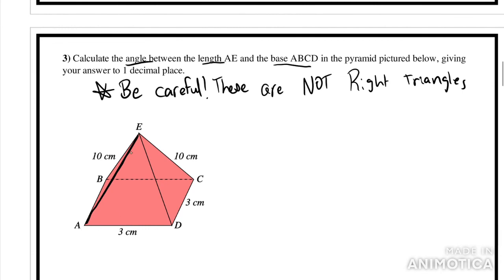So what I'm actually thinking of is I want to connect my E to my base, and to do that I'm going to go straight down. Somewhere at the bottom of the pyramid, somewhere inside of it, is where I can draw my line, and that's how I get my angle between A to E. I'll just call this point X for right now.